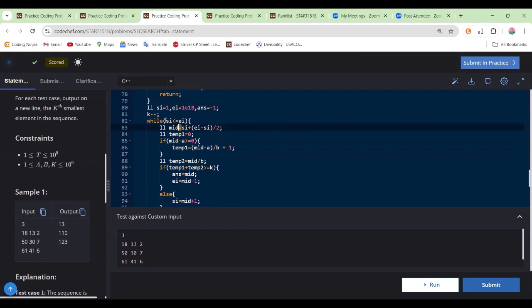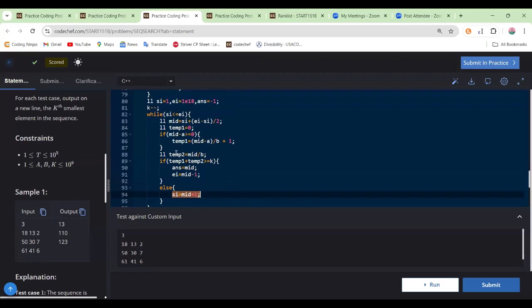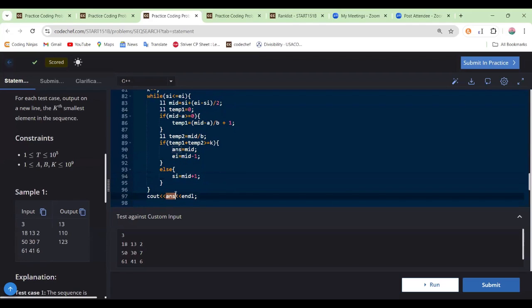So now a simple binary search code. While starting index is less than or equal to ending index, find mid, and initialize temp1 to 0. If mid minus a is greater than or equal to 0, then the number of numbers of the a plus nb type will be (mid minus a) by b plus 1. Similarly, the number of numbers of the nb type, like b, 2b, 3b, 4b, will be mid by b. So if temp1 plus temp2 is greater than or equal to k, I change my answer to mid and ending index to mid minus 1. Else, I change my starting index to mid plus 1. At the end, my answer variable contains the answer, so I just print it.